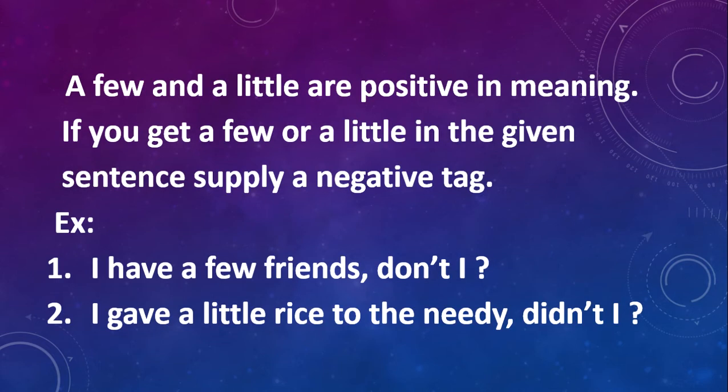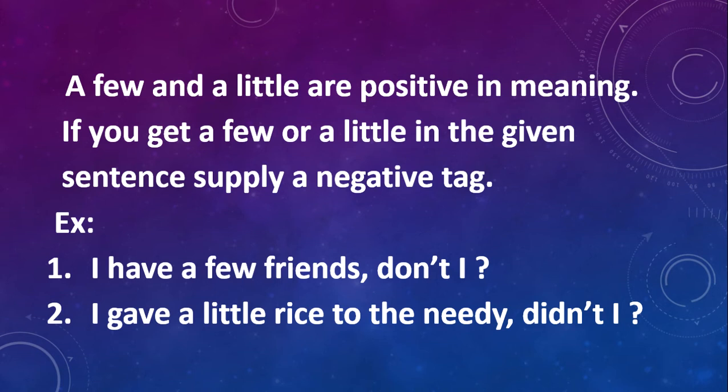Third one. In case there is the presence of words like a few and a little in a sentence, you can clearly get to know that such words are positive in meaning. So you have to create a question tag in the negative way. If you get a few or a little in the given sentence, supply a negative tag. Example, I have a few friends.